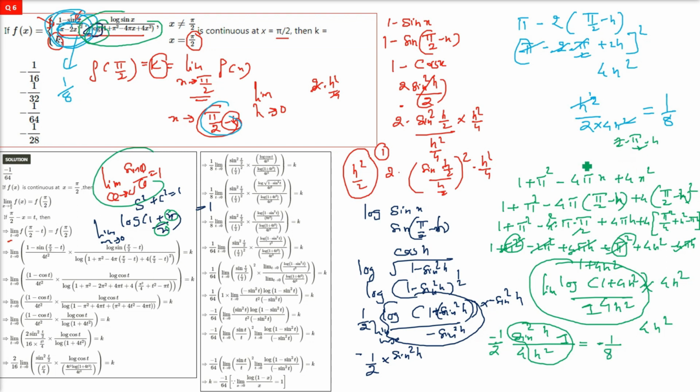And remember, this is the second term. Now remember you had already 1 by 8 for the first two terms. So 1 by 8 into minus 1 by 8 is going to be minus 1 by 64. So this is equal to k. K is negative 1 by 64. That is the answer of this question.